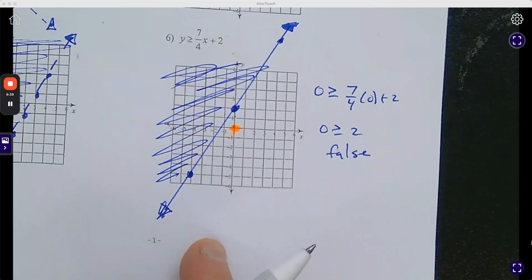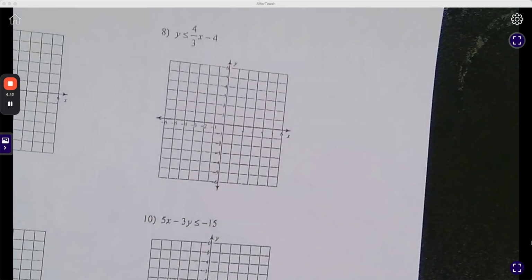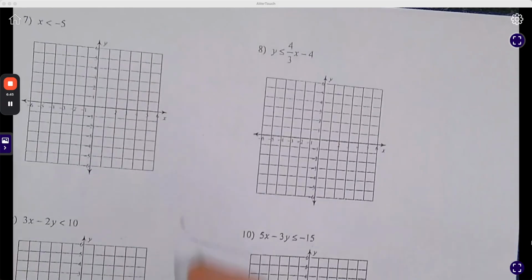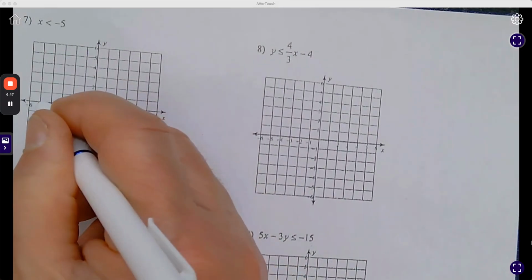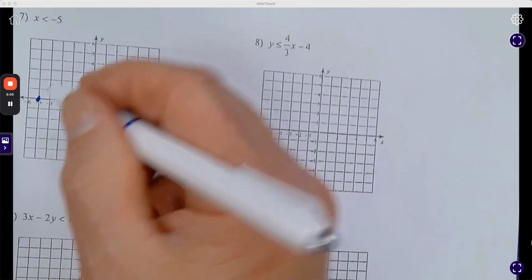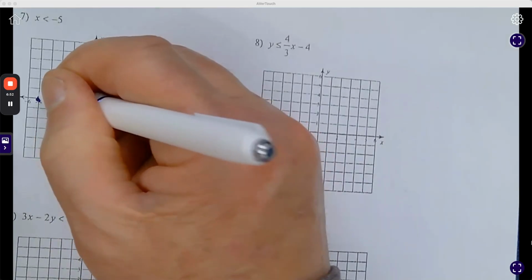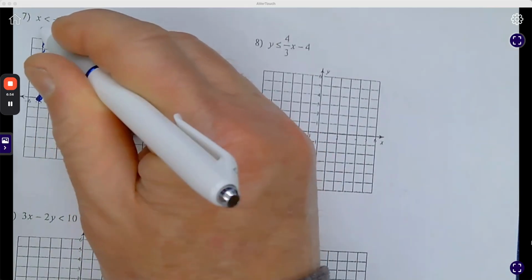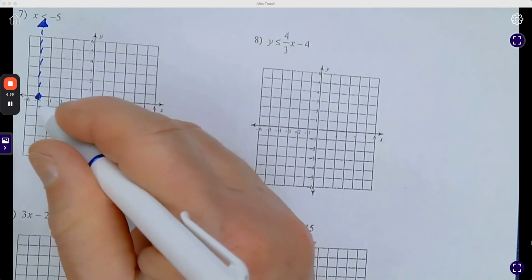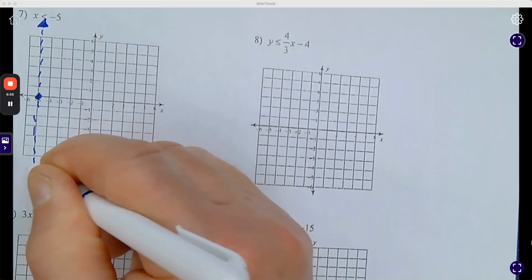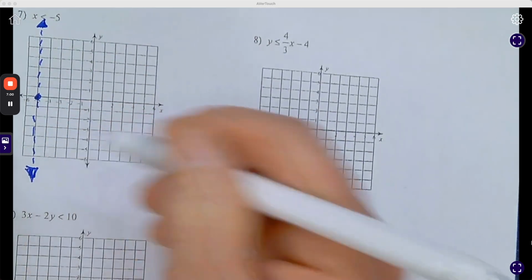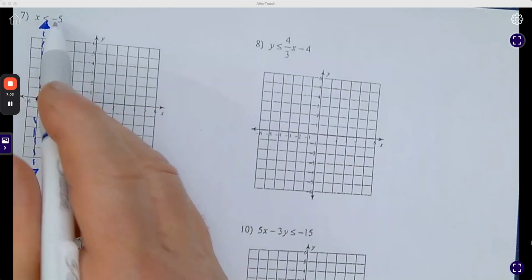Woo! That wasn't bad. Moving on. Okay. This is a vertical line. Go where x is negative 5. Notice how there's no equal to underneath. So this is a dashed line. Notice how it says x is less than negative 5.